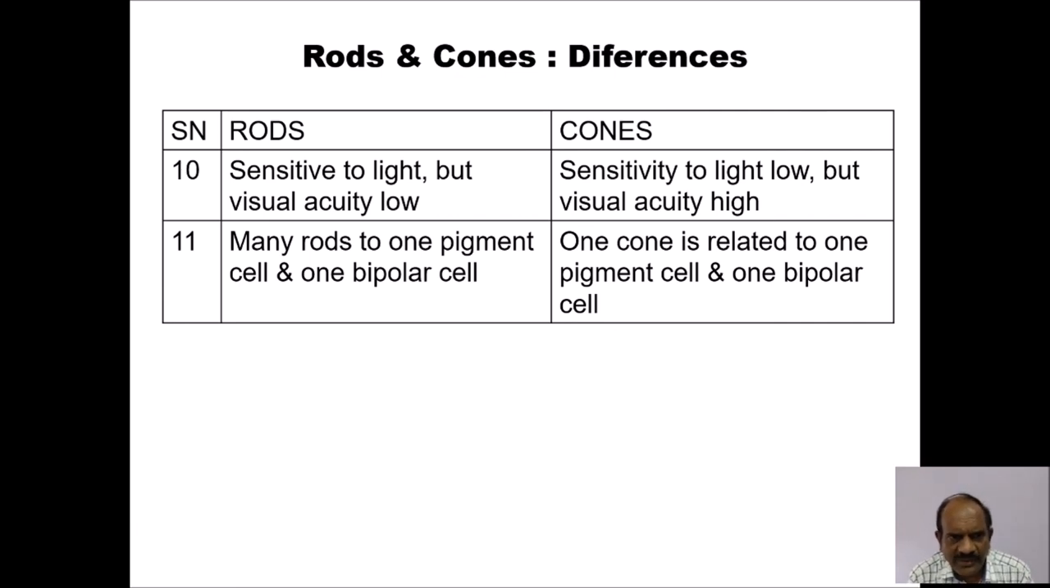Many rods connect to one pigment cell and one bipolar cell. This is their distribution. In the case of the cone, one cone is related to one pigment cell and one bipolar cell. Now remember that in the fovea, there is the fovea centralis, where the maximum accumulation of cones is present, and hence visual sharpness of the eye is maximum in this area. There is also the other part which I have mentioned, the macula lutea. This finishes the basic structure of the eye.